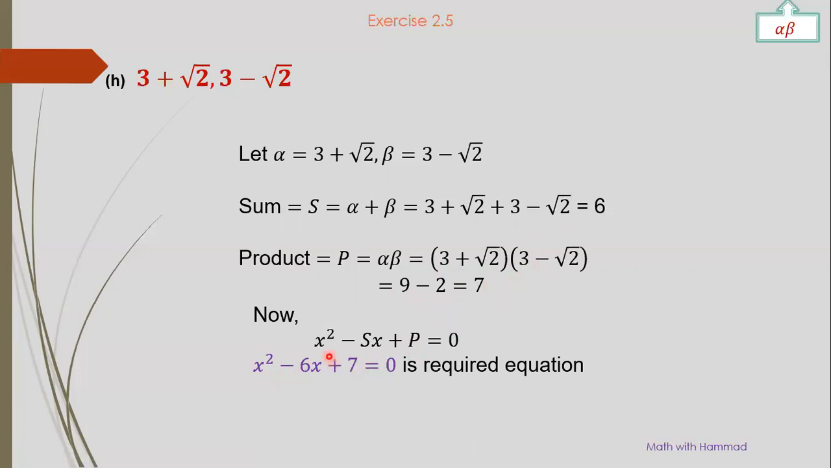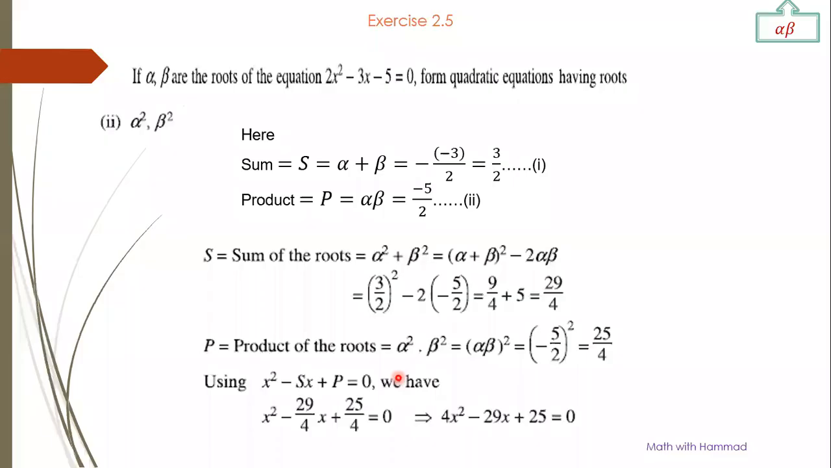So replace the values of S and P in the standard form, that is x square minus Sx plus P is equal to 0. We have x square minus 6x plus 7 is equal to 0, which is our required equation.